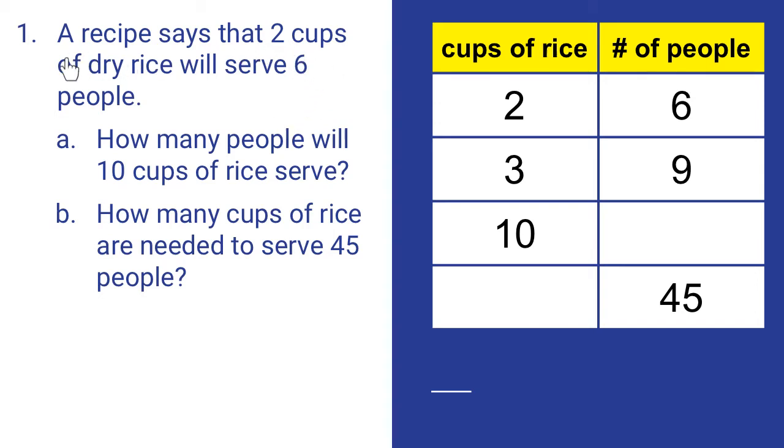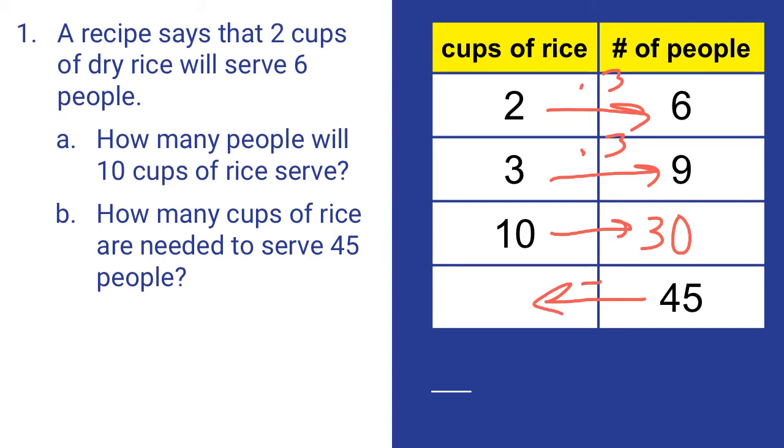Well, we can identify this as a proportional relationship, and we can see it here by looking at these sets of numbers. We see to go from 2 to 6, you multiply by 3. And to go from 3 to 9, you multiply by 3. So we can use that to figure out what this would be, which would be 30. And then we can use that understanding to go from here to here by doing the opposite of dividing by 3, and that would give us 15. We are only able to do this because of the relationship of proportionality that exists between the cups of rice and the number of people.